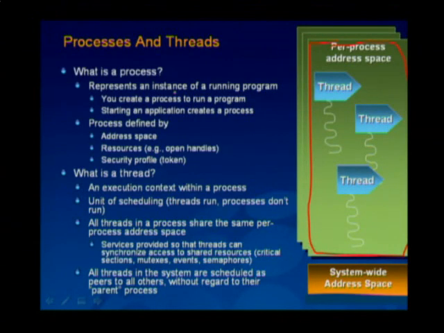So that's just a quick description of the model processes and threads. So processes define a private address space, a set of resources that we're going to look at later called the open handle table, such as the open files. And also each process has a set of security credentials, which we're also going to look at, called the access token.